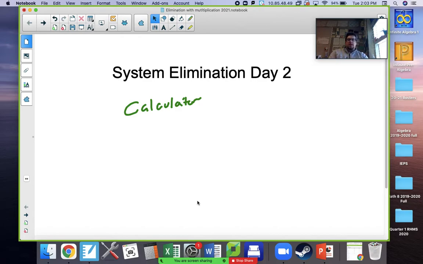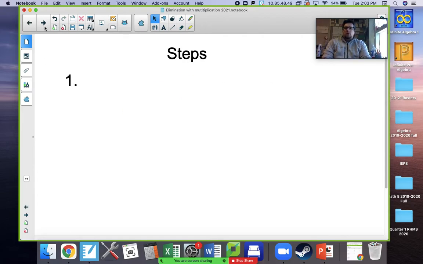Elimination for our second day. We're going to introduce a few new things to our elimination technique. So let's go back through our steps to solve a system by elimination.